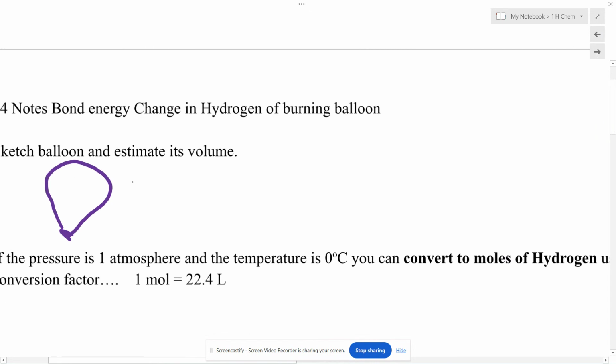Well, I think that the volume of this balloon is about 3 liters. Now it could be 4. I'm pretty sure it's more than 2. We're going to call it 3 liters. And it contains hydrogen gas.